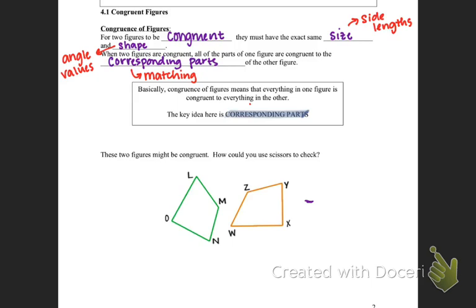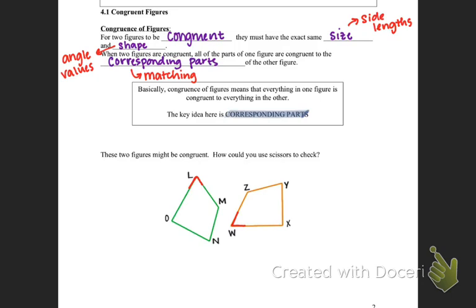Now, one way that we can find our corresponding parts is just by looking at our figures and looking at, okay, what appears to be the same size. So if I'm looking at this picture here, you can see that angle L looks to be the same size as angle W. And that's a good way to start. But remember, we've talked about this before. We don't trust our pictures in geometry. We don't trust what things look like. Just because something looks like it's a 90-degree angle doesn't mean it necessarily is. Or just because something looks like it's the same size as another thing doesn't mean it necessarily is. We need something stronger than that.